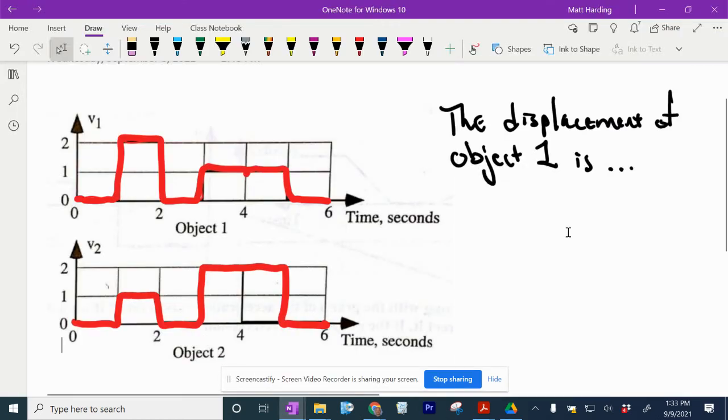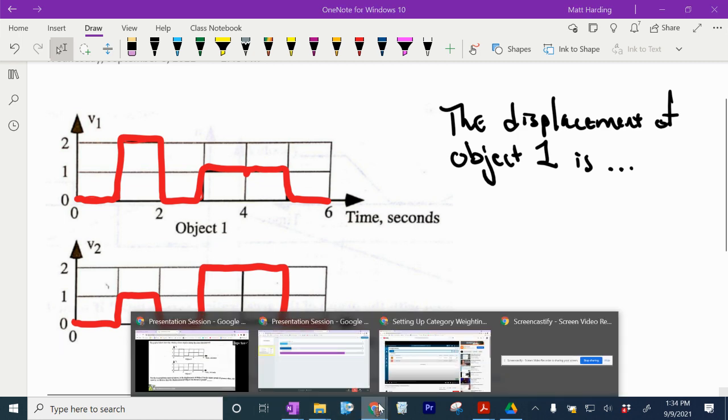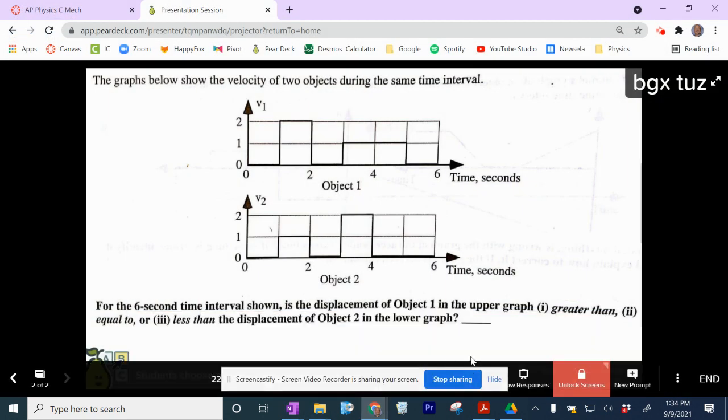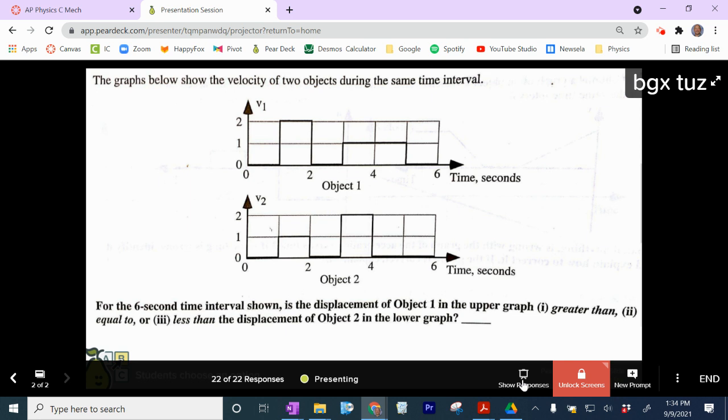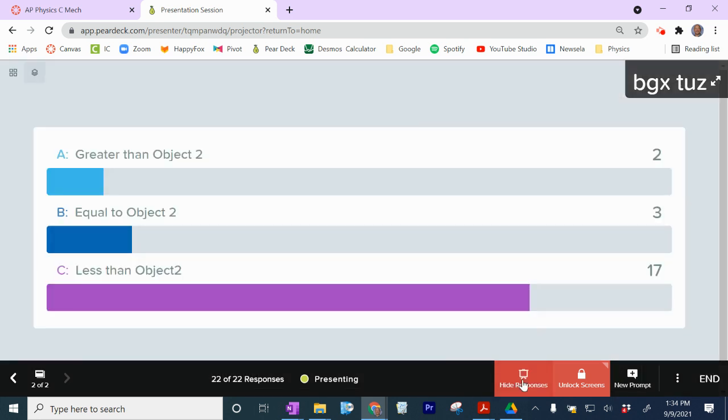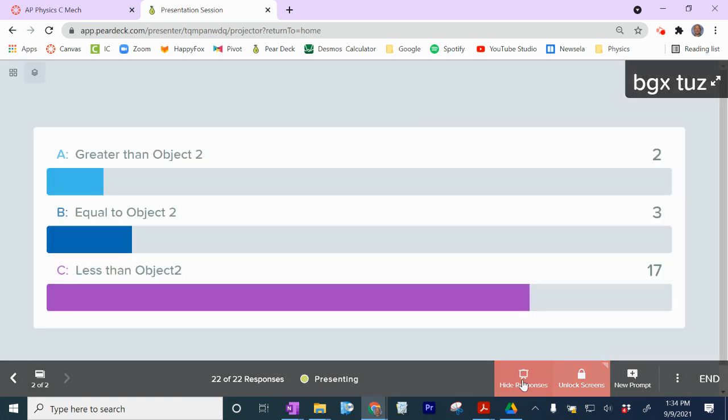All right. So given these graphs, what are you thinking? How does the displacement of object 1 compare to object 2? We're saying now that the displacement of object 1 is less than that of object 2.